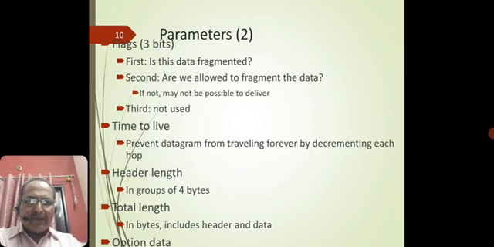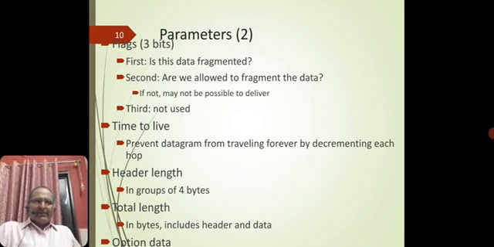Time to live prevents a datagram from traveling forever by decrementing at each hop in the sequence. And the header length, in groups of 4 bytes, carries some important information. And the total length in bytes includes the header and the data. As I said, it is very simple. And optional data: there is sometimes optional data which indicates how systematically these data parameters are used to handle even a technically difficult situation. So all your data streams are to be handled in a systematic way, so that the recipient side should not face any problems of loss of data packets.